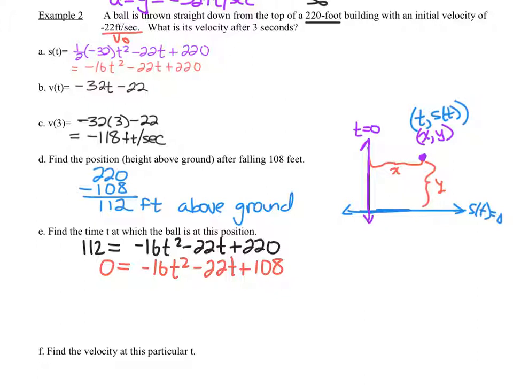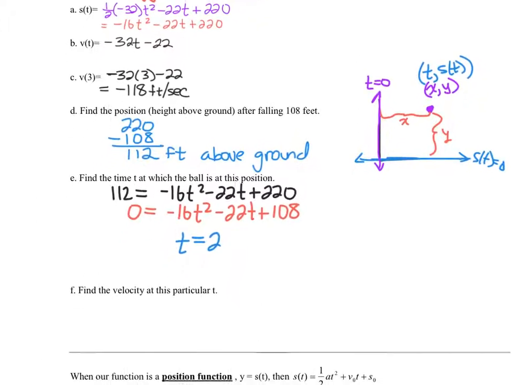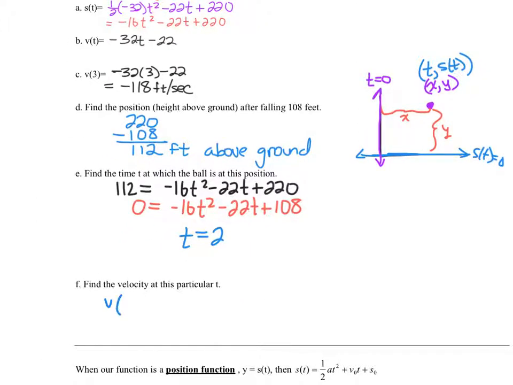takes away any need to do the math on this. In this context, the negative doesn't make sense, so t is equal to 2. And then I just need v of 2. So negative 32 times 2 minus 22, negative 86.